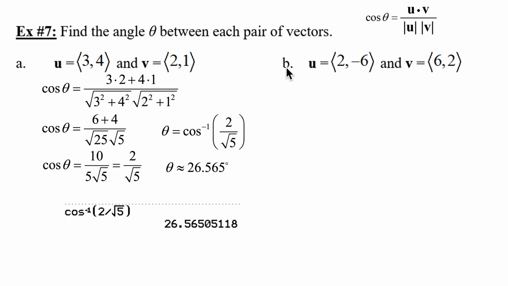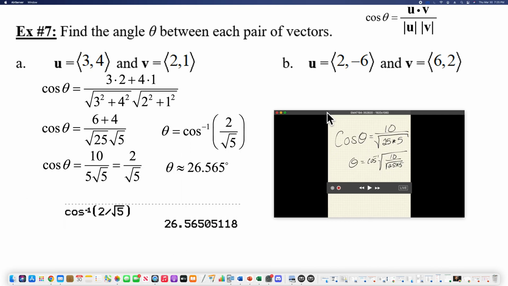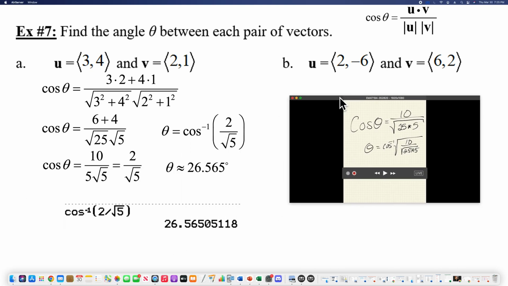All right, here we go. B, again, if I was doing the work, here's how I would crunch this out. All right, let me clear my screen. Okay, we got 2 times 6 is 12, plus negative 6 times 2, that's a negative 12, that's a 0. Don't go any further. Theta is 90 degrees. Don't find the denominator. It is not necessary.